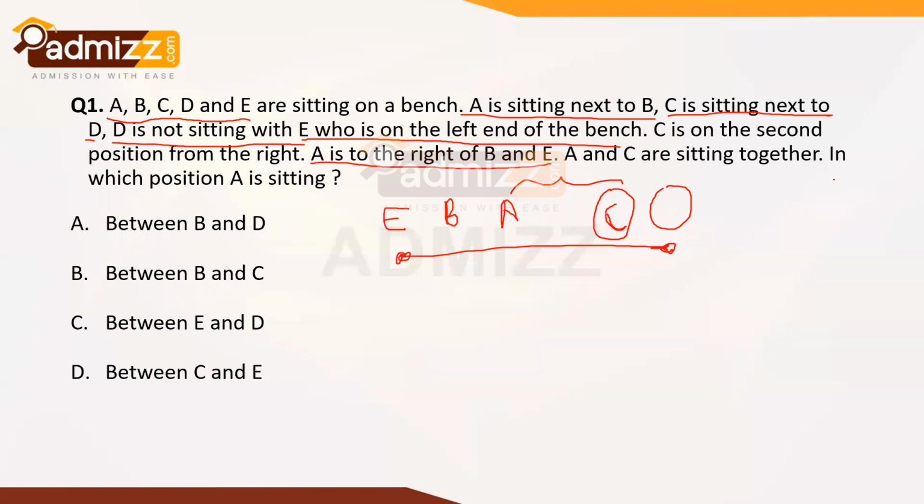So now the question asks, in which position is A sitting? So there are a few things that are clear here. Now about D, D is in the rightmost end, which is quite obvious. So A is definitely between B and C. So that's the correct answer. Correct answer is option number B, between B and C. Is everyone clear on this?